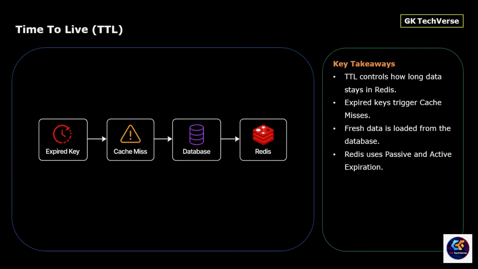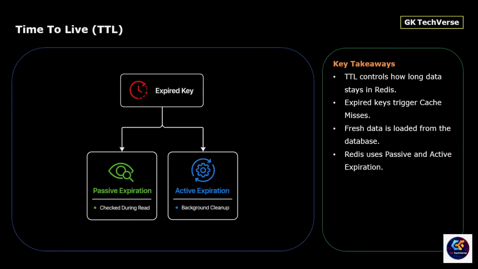There is another important detail that many developers don't know. Redis removes expired keys using two mechanisms. The first is passive expiration. When an application requests a key, Redis checks whether it has expired. If it has, Redis removes the key immediately and behaves as if it never existed. The second mechanism is active expiration. Redis continuously scans a small number of keys in the background and proactively removes expired entries. These two mechanisms work together to keep memory clean without impacting performance.